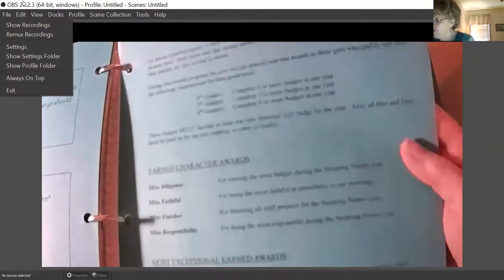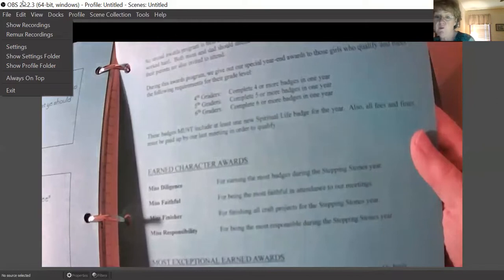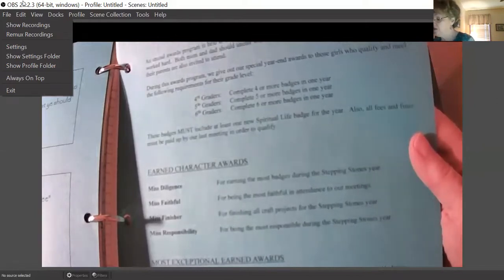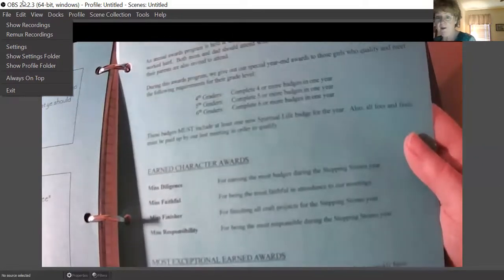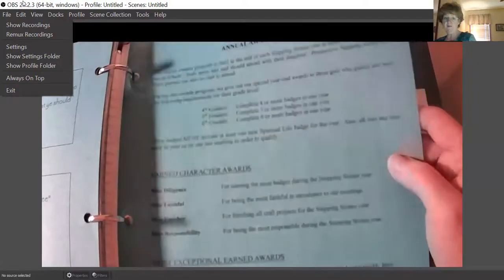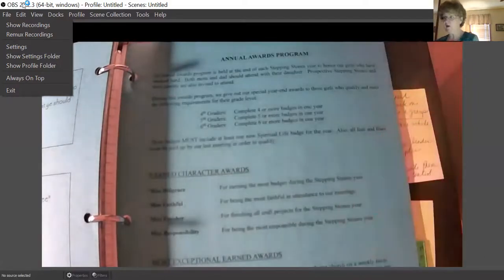These are the awards: Miss Diligence for the girl who's earned the most badges in the year, Miss Faithful for the girl who has the best attendance, Miss Finisher for the girl who has finished the craft project, and Miss Responsibility for having the fewest marks on the dreaded chart throughout the year. And if there's a tie, if there's a four-way, five-way, eight-way, 15-way tie, that's fine with me to award that to any girl who has met those requirements.